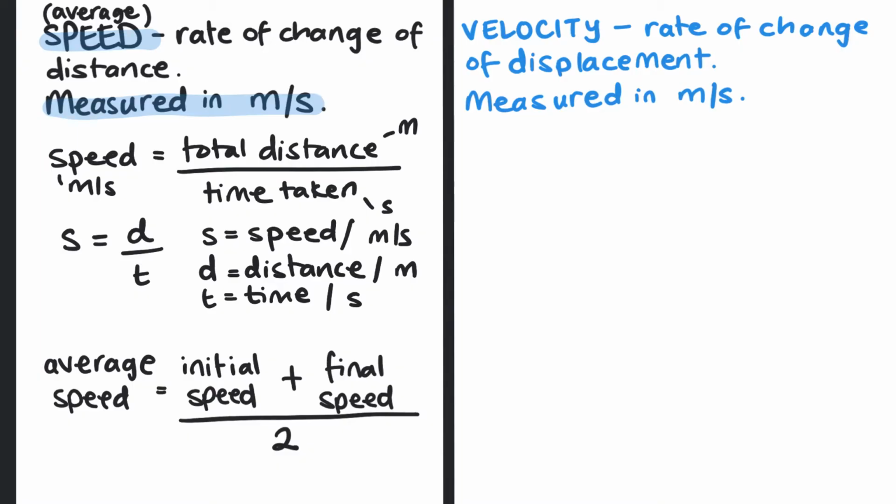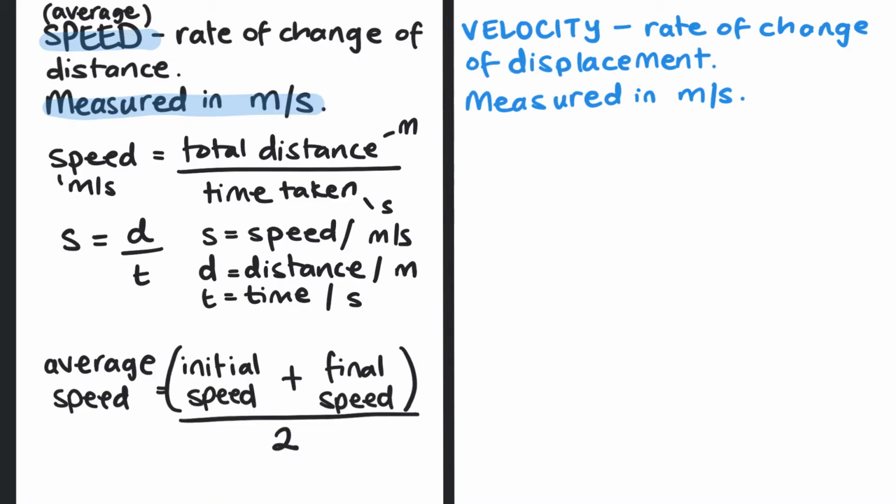So we can write that as the average speed is equal to the initial speed plus the final speed divided by 2. Just be careful when you're putting this into the calculator that you add the initial and the final speed together first before you divide it by 2. I like to put brackets around it to help make sure that both those quantities are added before we divide.